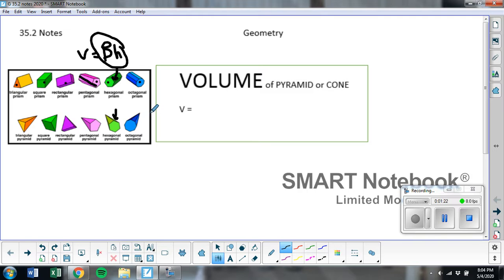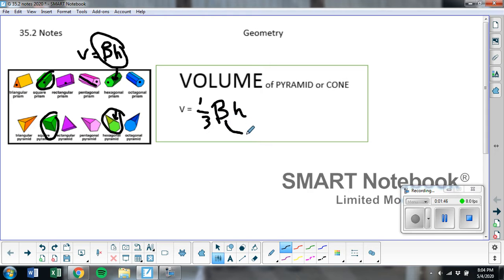The formula is actually really nice. It's the old formula for these prisms, but it's 1/3. If you want this figure, it's 1/3 of what the prism would have been. This square pyramid is 1/3 of the volume of this square prism. So I'd like you to write the formula 1/3 BH.